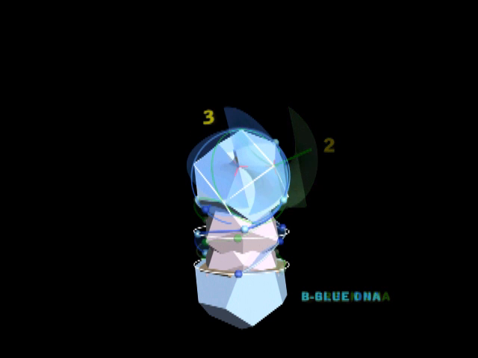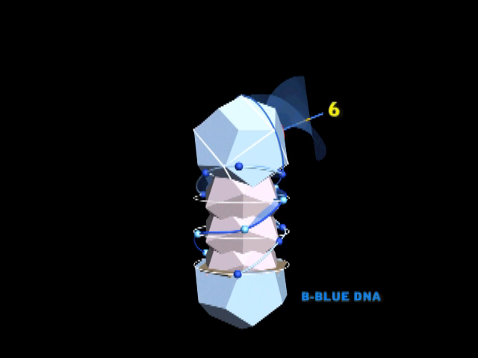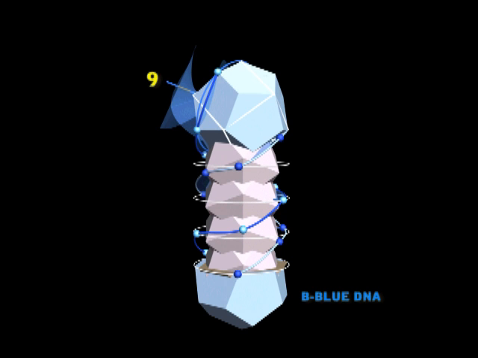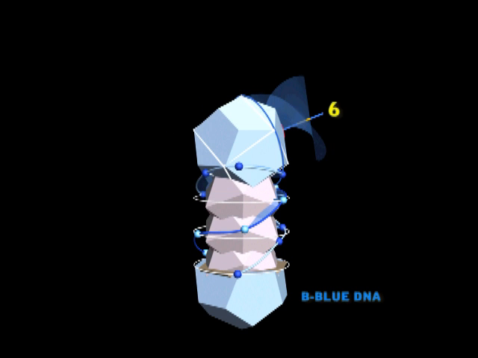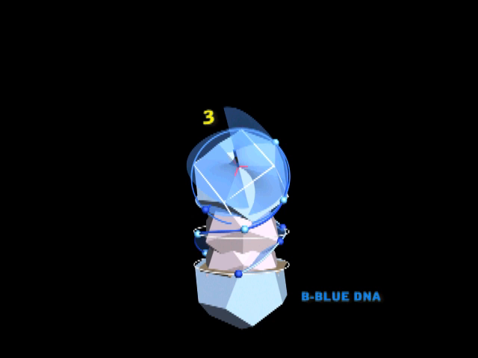And next we'll bring in the B blue DNA swirl, and this one should go from 3 to 6 to 9, and then back down again. So this looks after the B type DNA.